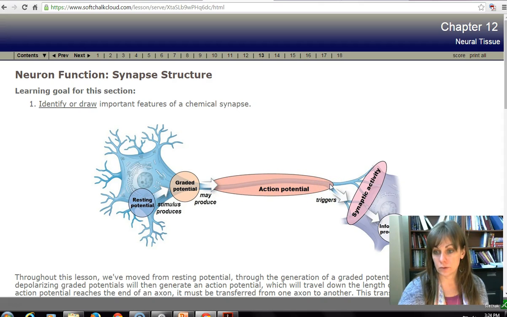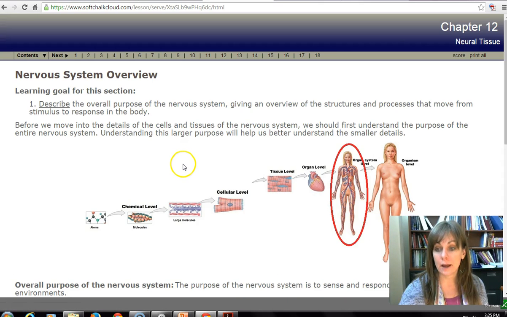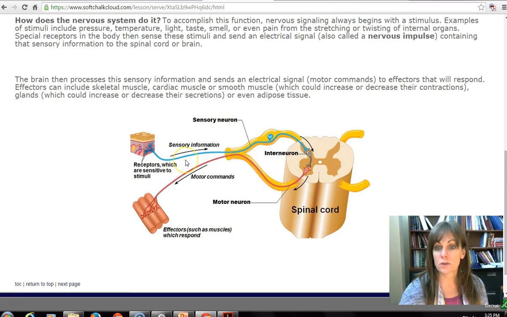Now we're going to move to the very end. What happens when this electrical signal reaches the tips of the neuron? How does one neuron cause something to happen in the neighboring neuron? As a reminder, keep in mind that we do have to have communication between neurons.